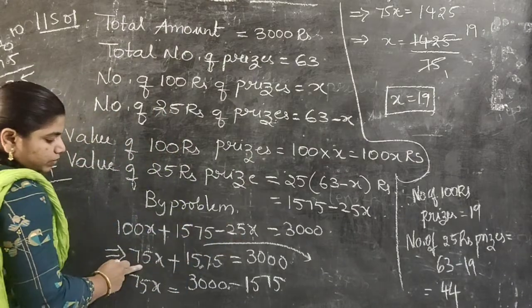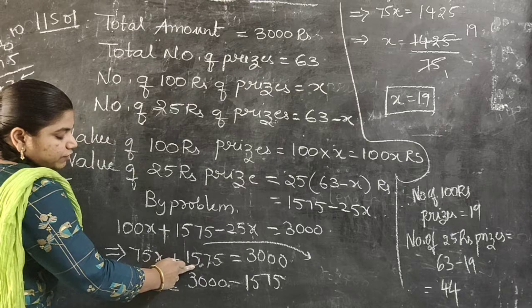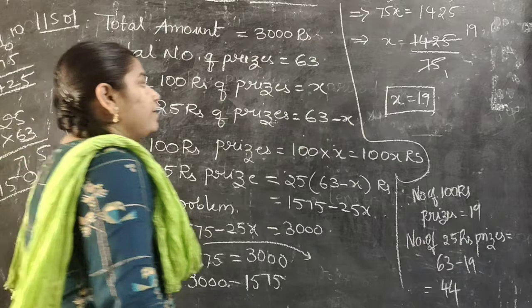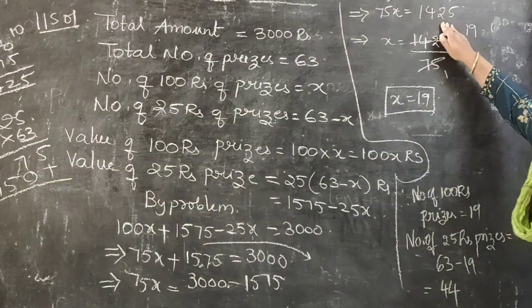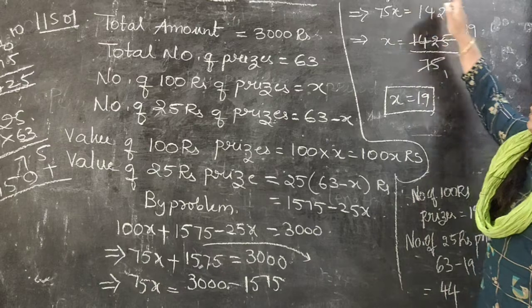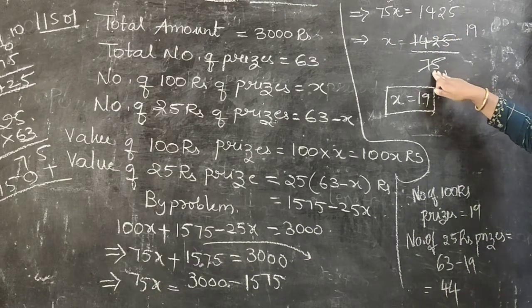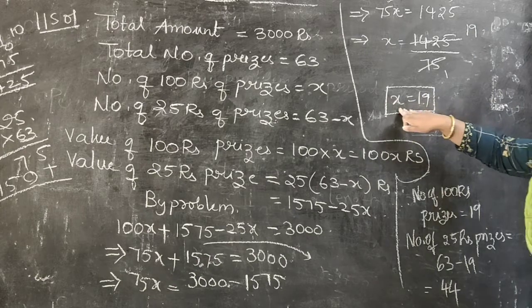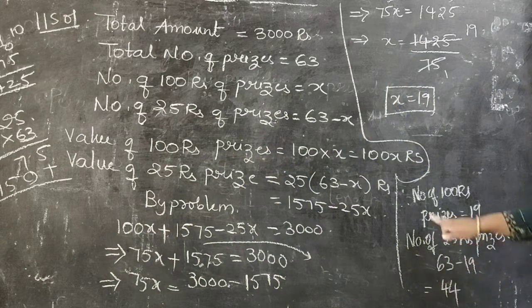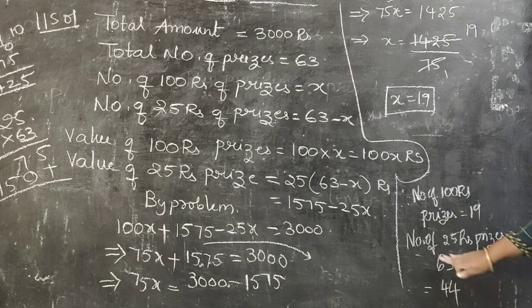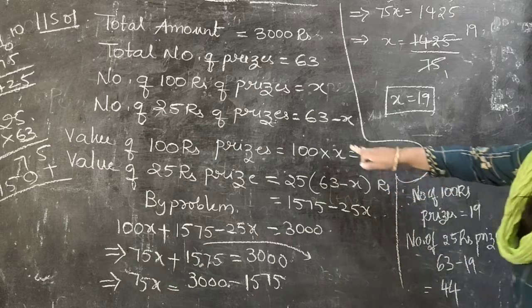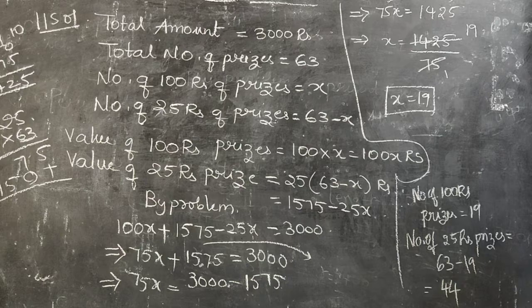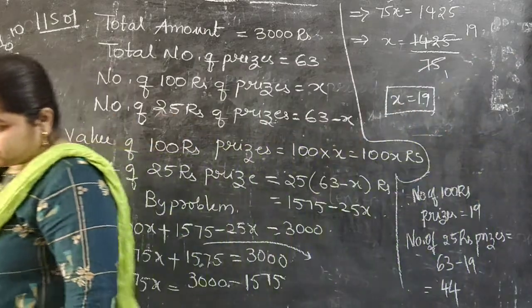100X minus 25X will be 75X, plus 1575 sent to the other side will be converted into minus there. So 75X is equal to 1425. Send this 75 to the other side, that will be converted into division. So 75 ones are, 75 19s are 1425. So the X value you got is 19. X is nothing but the number of 100 rupees prices. So the number of 100 rupees prices will be 19 and the number of 25 rupees prices will be 63 minus X. 63 minus 19 will be equal to 44. This is our 11th solution.